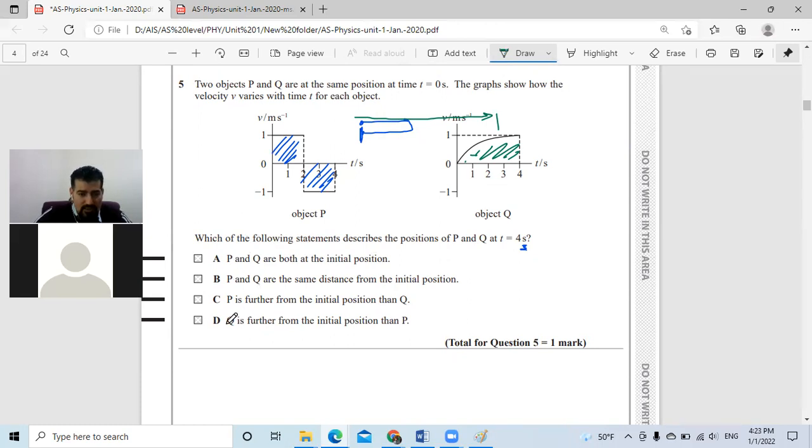Let's see. D: Q is farther from the initial position of P, of course. P is farther, no. P and Q have the same distance, no. Same position, so what's the answer? Why don't they have the same distance? This distance covered forward, and this distance backward, is the whole distance, without the curve here. So they don't have the same distance. So the answer is D.